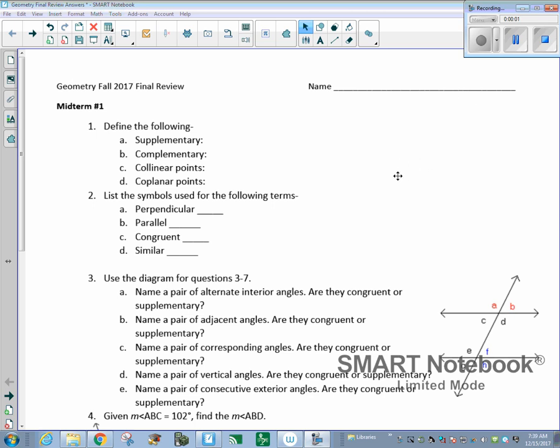Well, hello everybody. We're going to work through the review today, and we're going to work through the first few problems. So the first thing is supplementary, and it's asking you to find the following. So supplementary is when we have angles that add up to be 180.